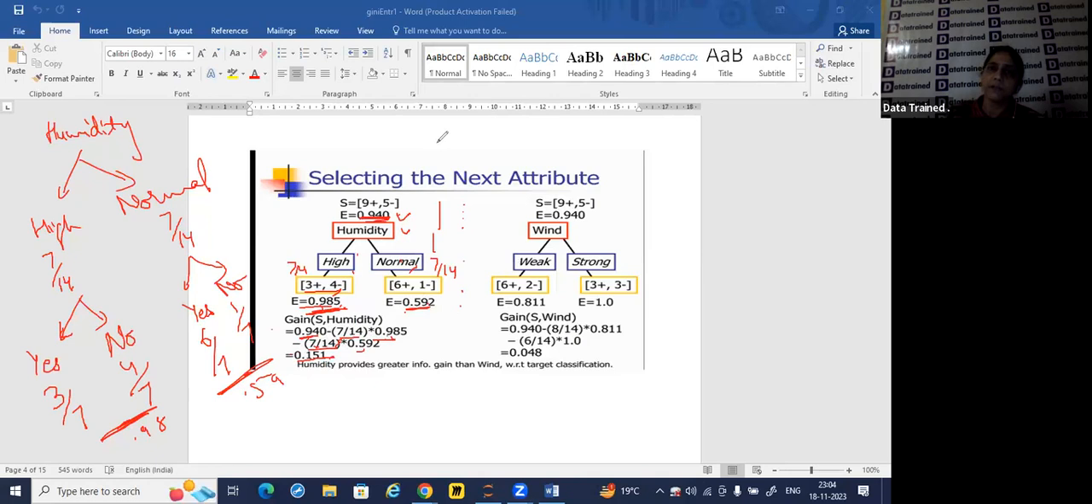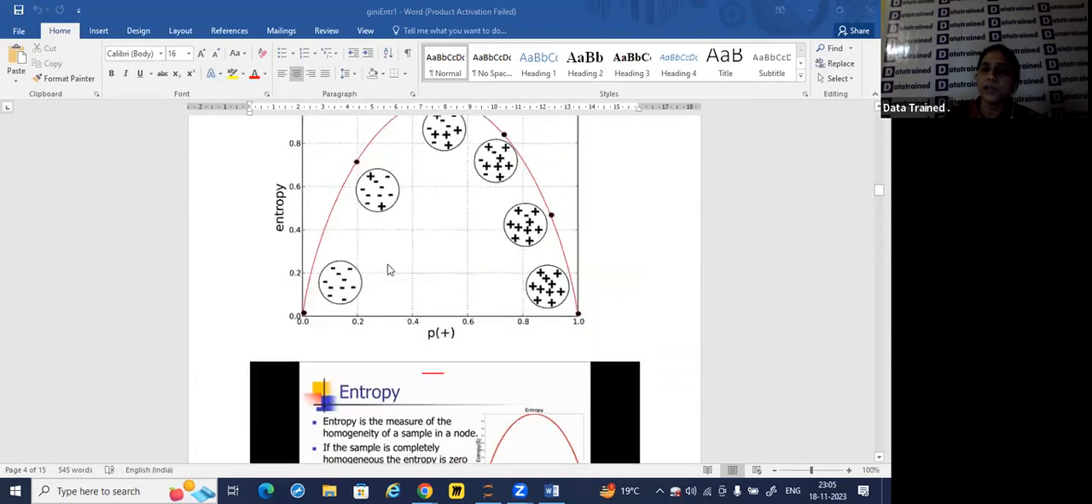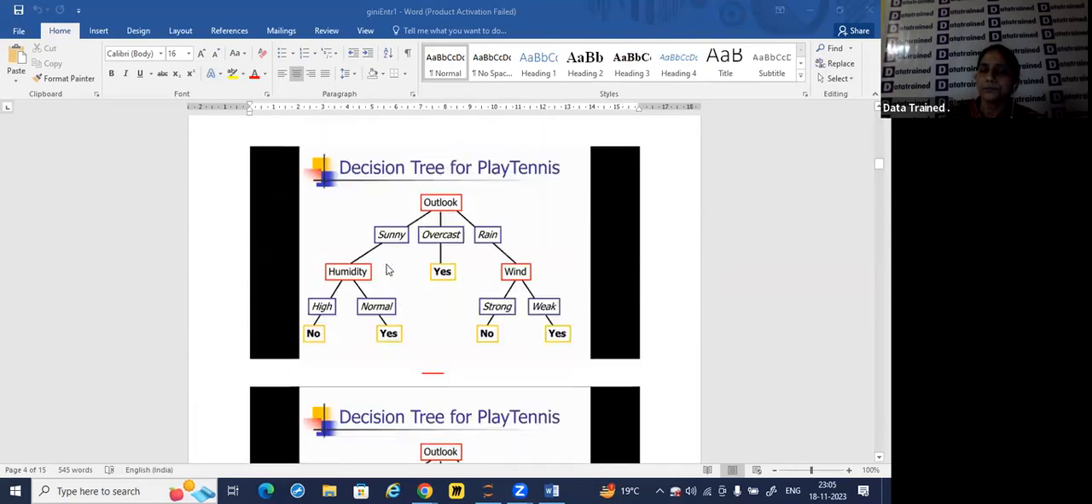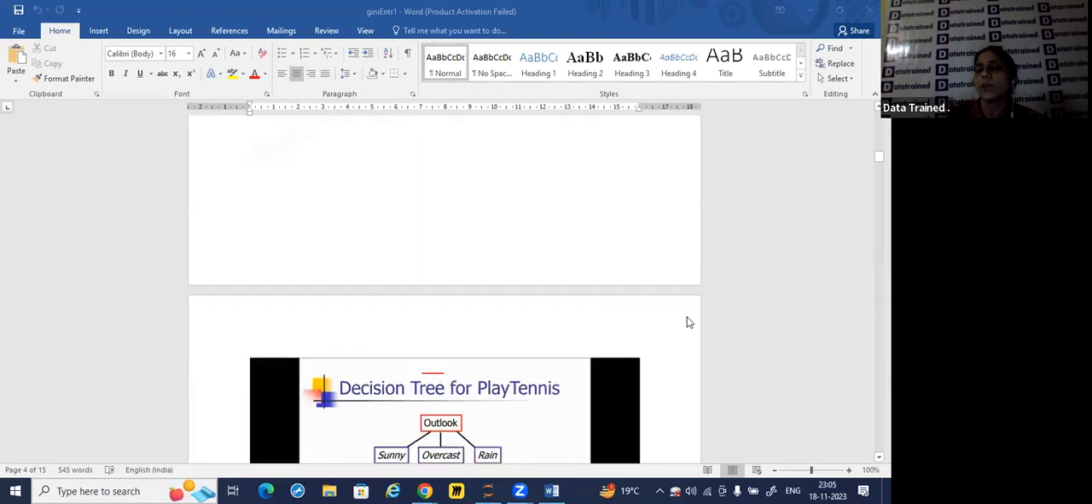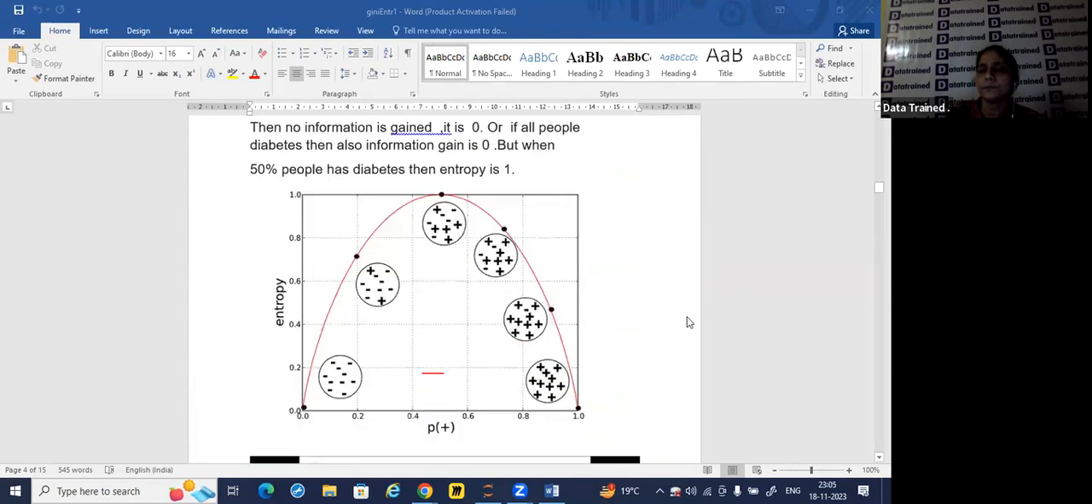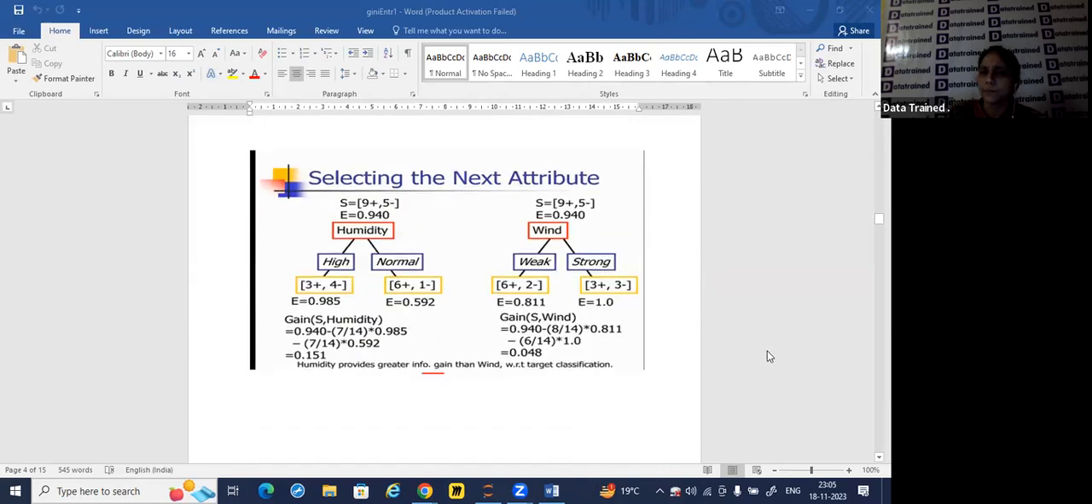Now, in a similar way, one is to find out the entropy and the information gain for the wind column. So if one wants to go with the wind column, one has to check it out here. This is the wind column, strong wind and weak wind, with play tennis. So strong and weak.